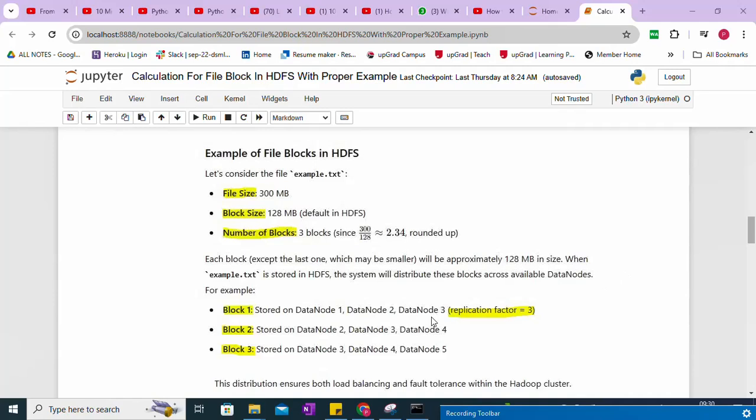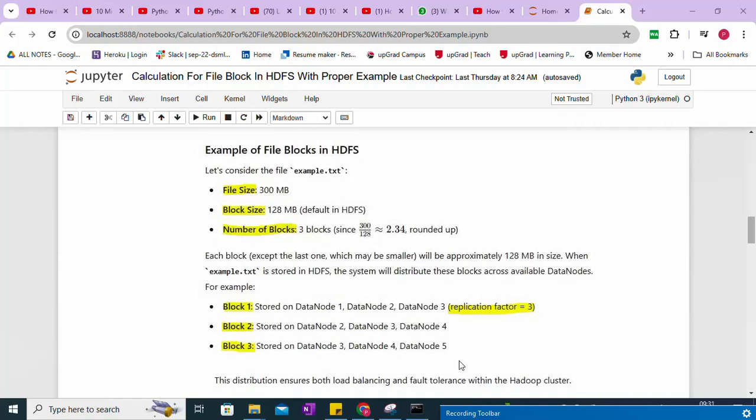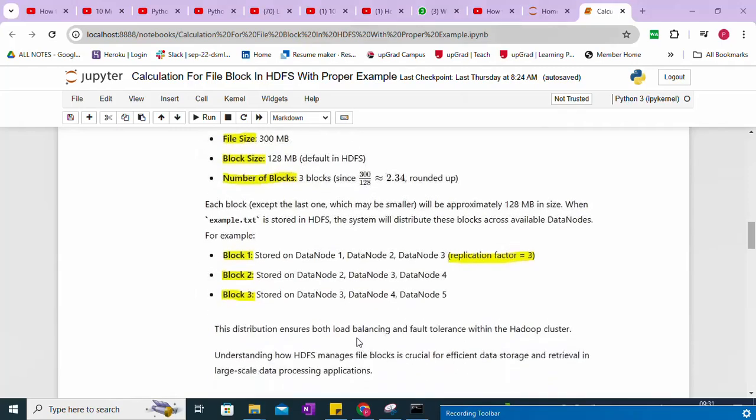When storing in HDFS, the system will distribute these blocks across available data nodes. For example, block 1 is stored in data node 1, data node 2, data node 3, as the replication factor is equal to 3. Similarly, block 2 will be stored on data node 2, data node 3, and data node 4. Then block 3 may be stored in data node 3, data node 4, and data node 5. This distribution ensures both load balancing and fault tolerance within the Hadoop cluster.